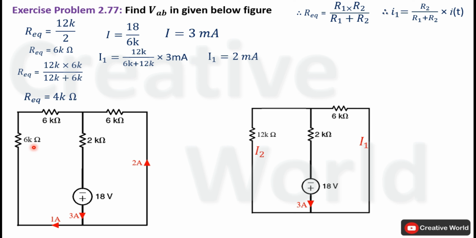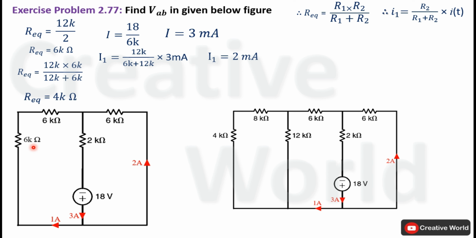This 6 kilo ohm resistance was the combination of two parallel connected resistances of 12 kilo ohm. So we have replaced 6 kilo ohm resistance with two parallel connected resistances of 12 kilo ohm. This 12 kilo ohm is replaced with 4 kilo ohm and 8 kilo ohm, both are connected in series connection as it was in original circuit.